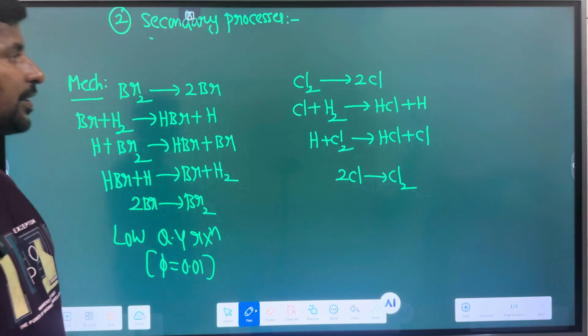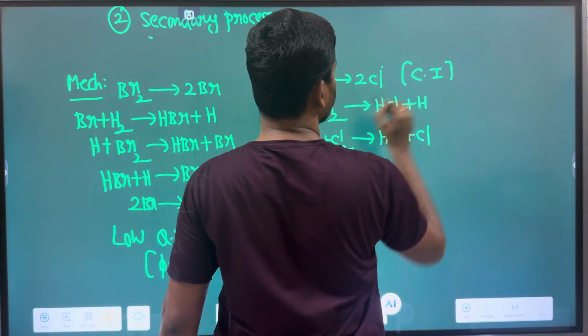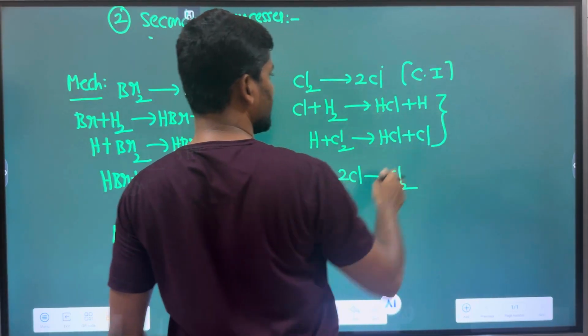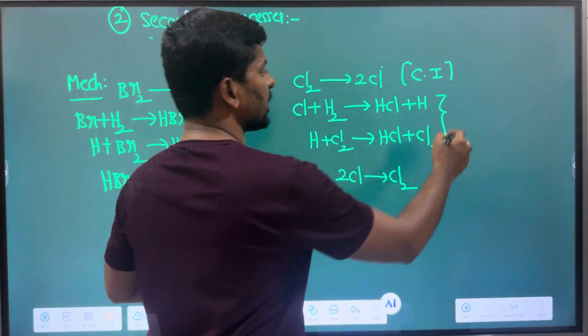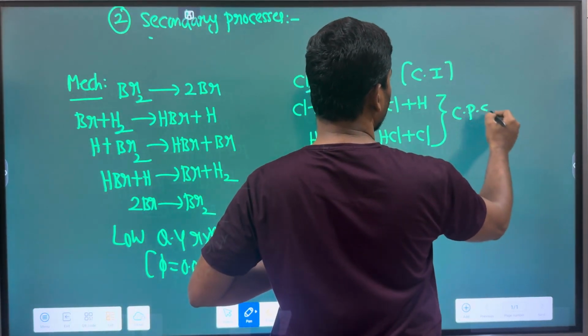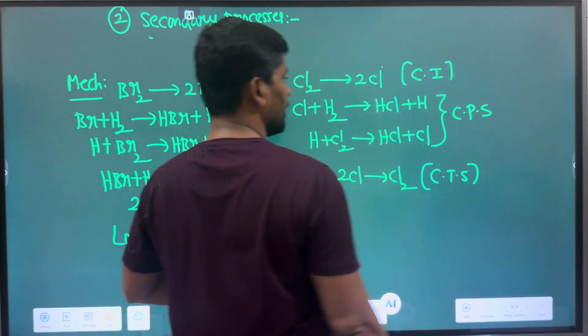This is called what? Chain initiator. Here a free radical is produced that will initiate the chain reaction. These two steps occur repeatedly in a cyclic manner, so these are called what? Chain propagation steps, and this is called what? Chain termination step.